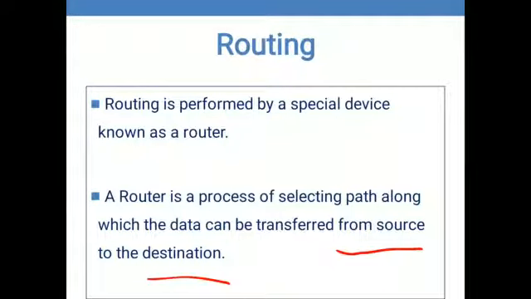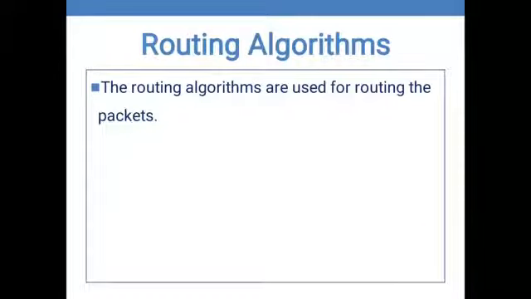This process is called routing. Means the routing is done by the device called a router. So where is it located? The router is located at the network layer in the OSI reference model, and at the internet layer in the TCP/IP protocol. Routing is the main functionality of the network layer. That's why routers are located in the network layer of the OSI reference model, and in the TCP/IP reference model, at the internet layer.